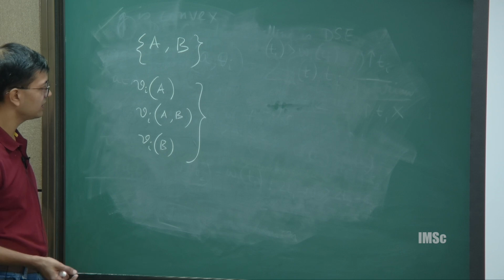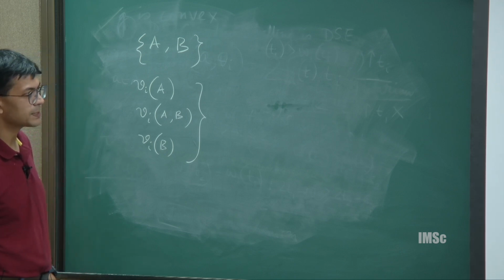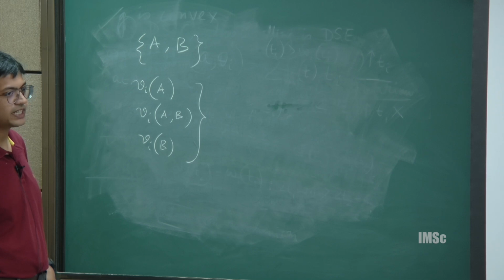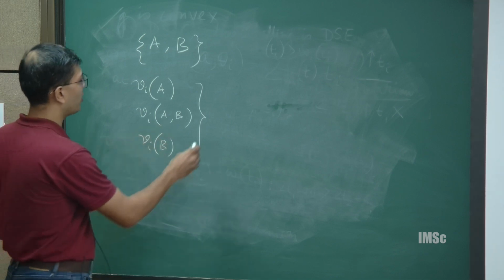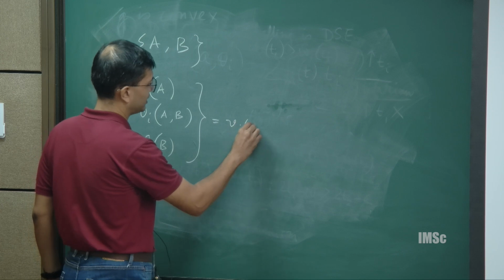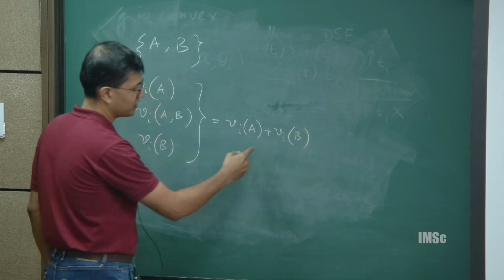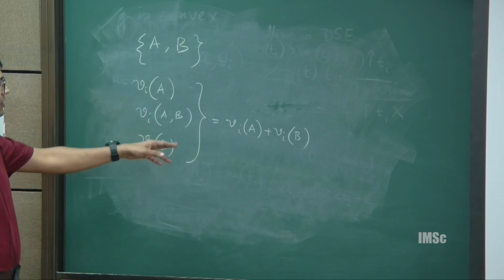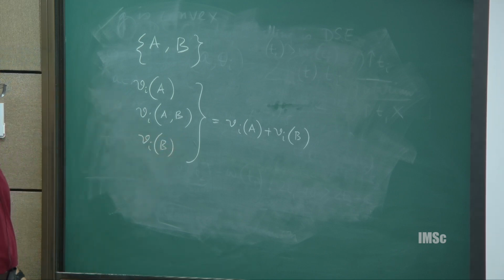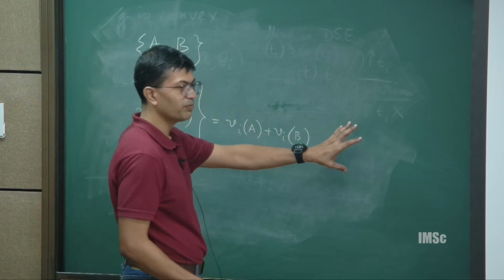I'm giving the easiest possible answer. The valuations are additive. I have two different objects. V of A comma B is just the valuation of A plus the valuation of B for the same agent. Then I can run a Myerson auction for each of these items separately, because the revenue is again additive. This is a perfectly separable problem.